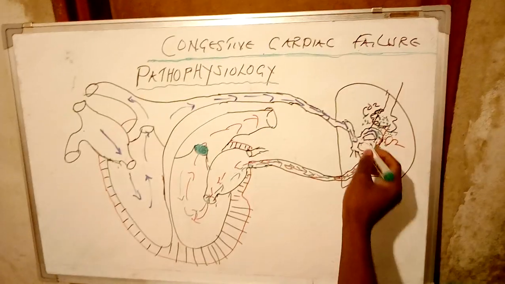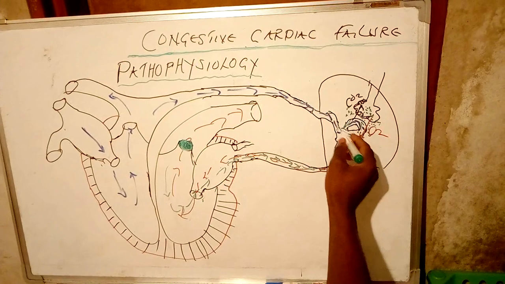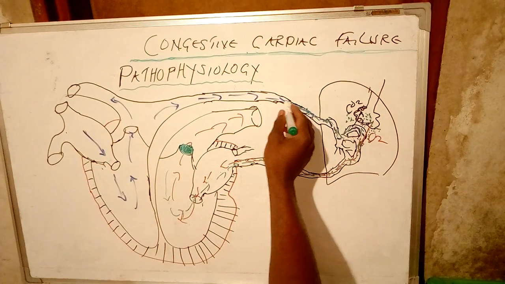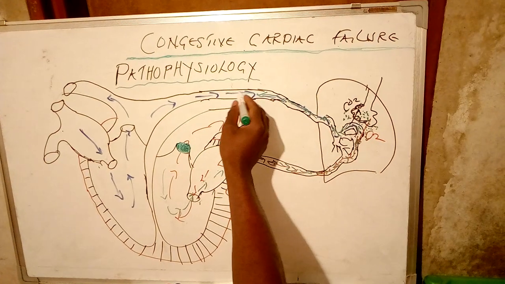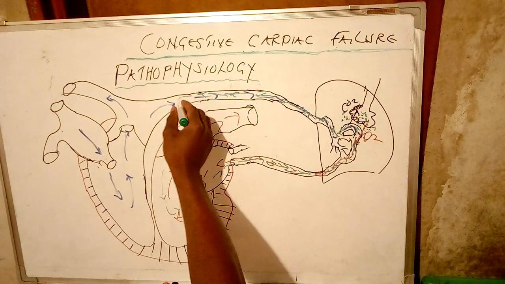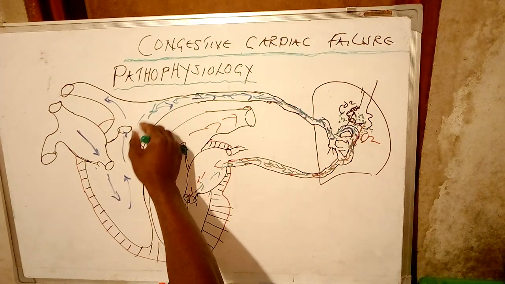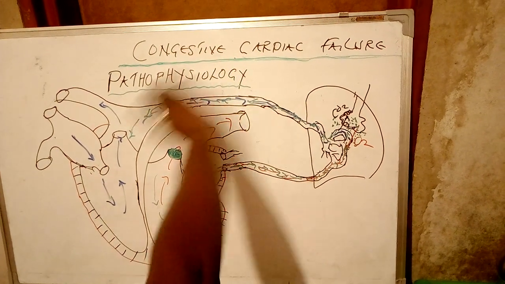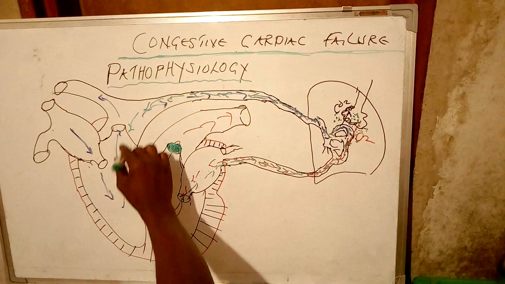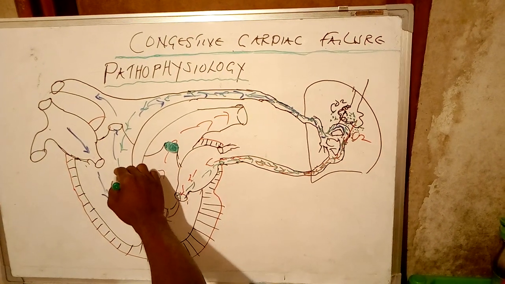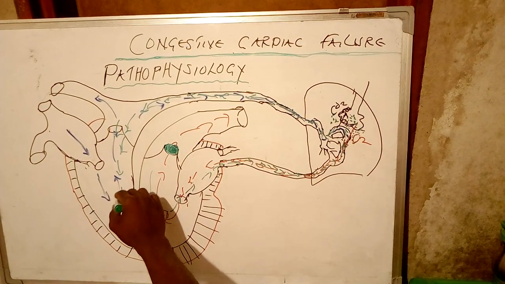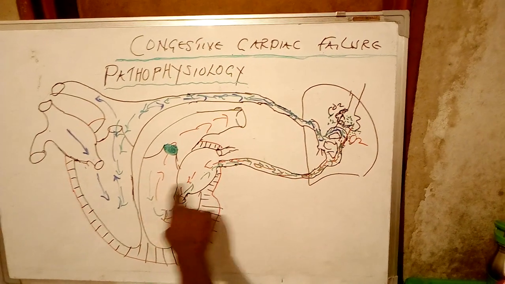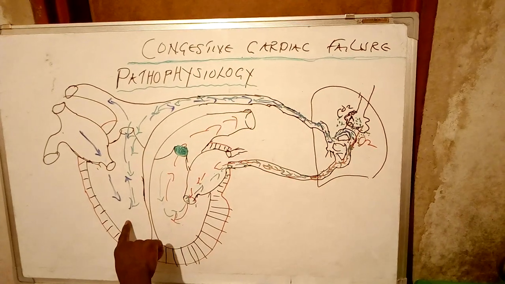Not just that, the blood will also start going back, it's in green color, into what we are calling the pulmonary artery. So the blood starts going back into the pulmonary artery. And you know that the right ventricle is pumping blood to the lungs. Now blood starts going back again. So what is happening? This is dangerous for the patient, okay? That's why we are saying that this left-sided heart failure is going to cause right-sided heart failure.